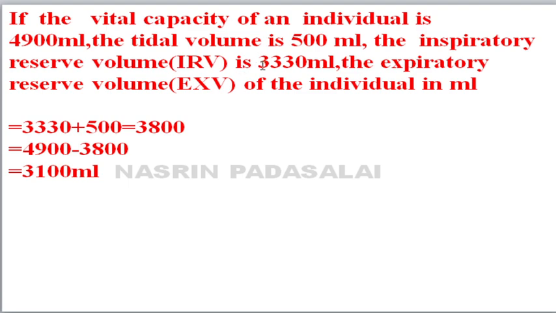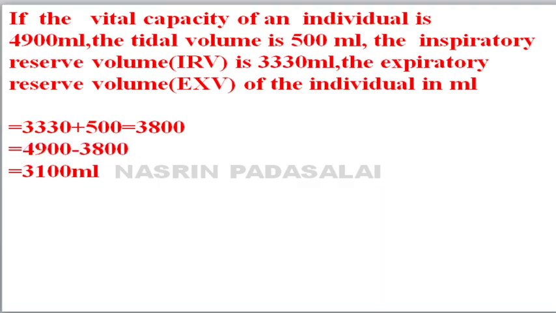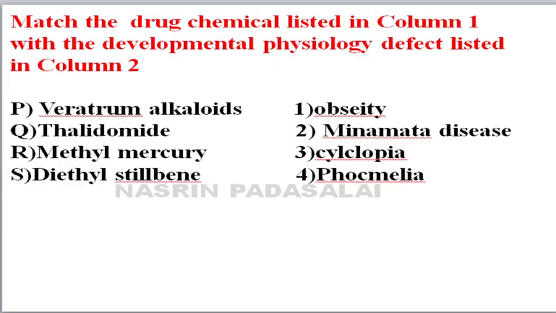Next, if the vital capacity of an individual is 4900 ml and the tidal volume is 500 ml and the inspiratory reserve volume is 3330 ml, what is the expiratory reserve volume of the individual? This is the easiest question. So first you need to combine the inspiratory reserve volume along with the tidal volume. So 3330 plus 500 gives 3830, and you need to subtract this volume from the total vital capacity, that is VC. So you need to subtract 3830 from 4900. So the expiratory reserve volume is 1070.